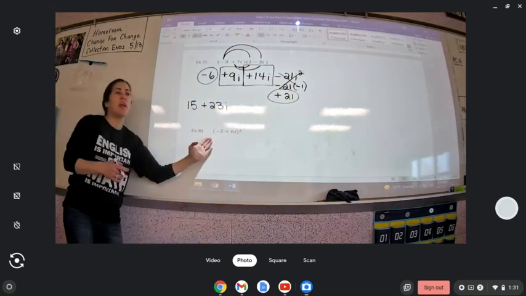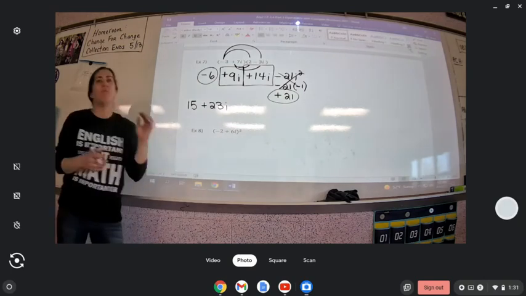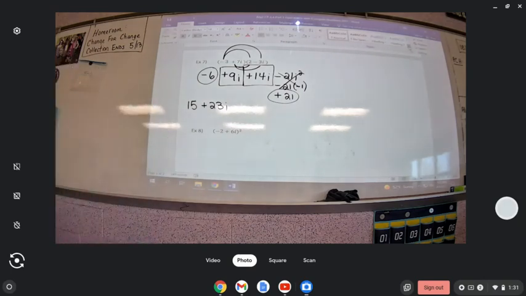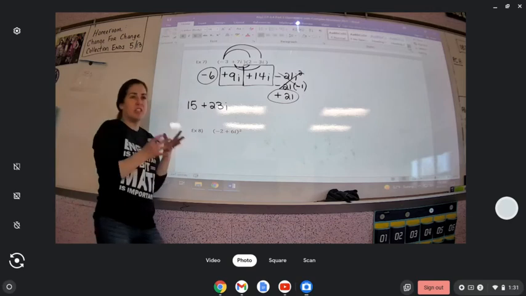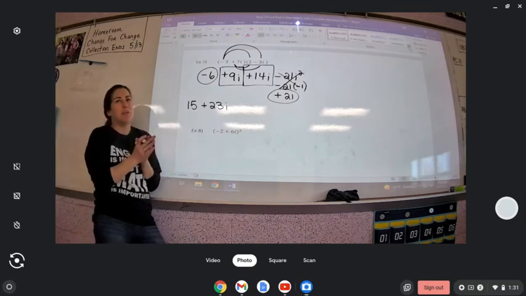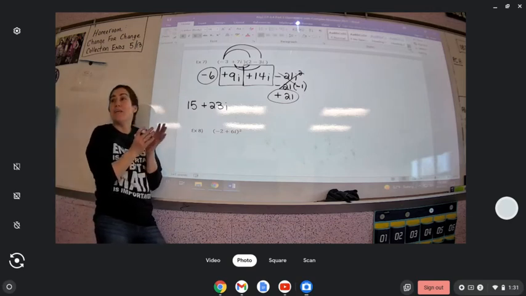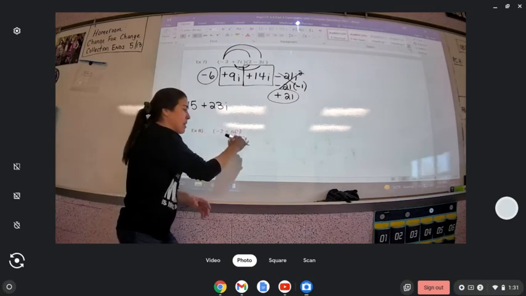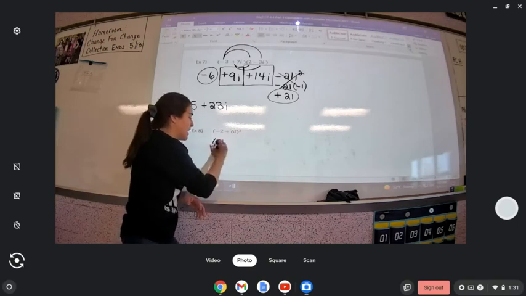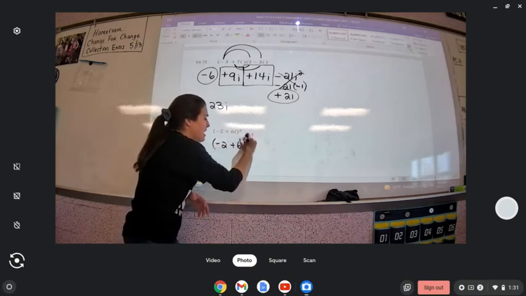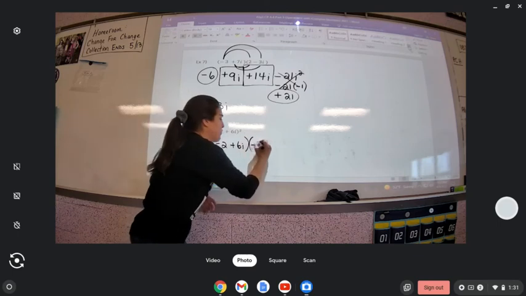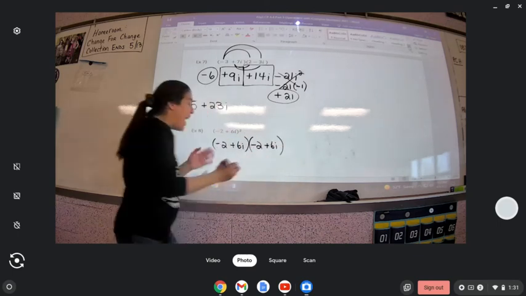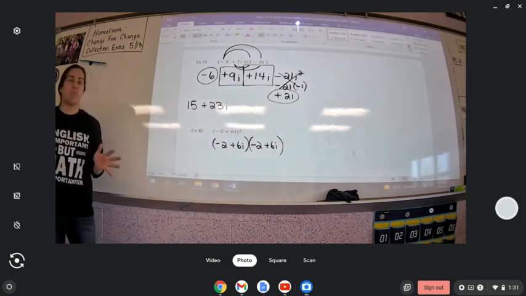All right, here we go. So these ones kind of popped up too. When you get here, there is a mistake that math is hoping you are going to make, but we're not going to fall for it. Always remember what it means to square something. When you square something, what is it telling you to do? Times it by itself twice. So we're going to take negative 2 plus 6i and times it by itself. That is literally the definition of squaring something.